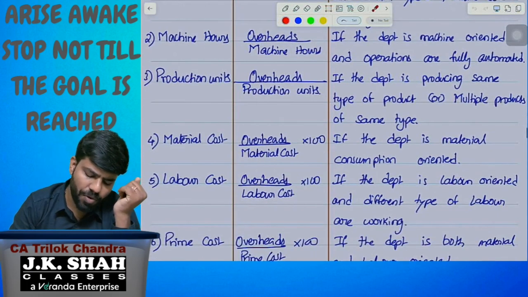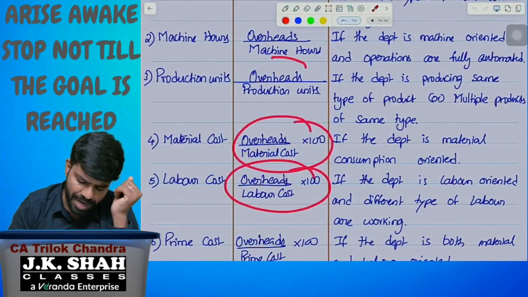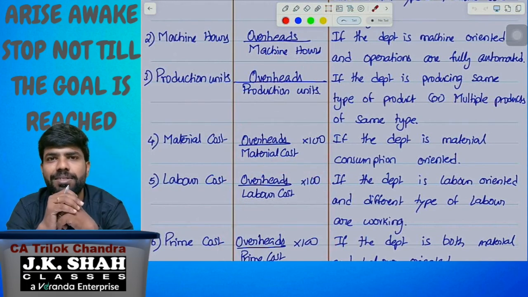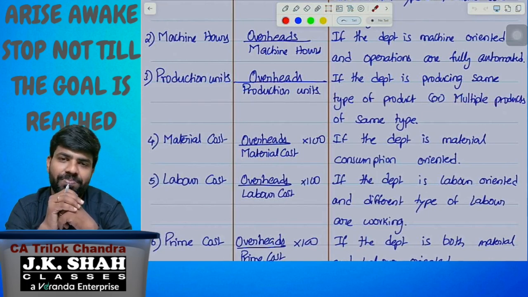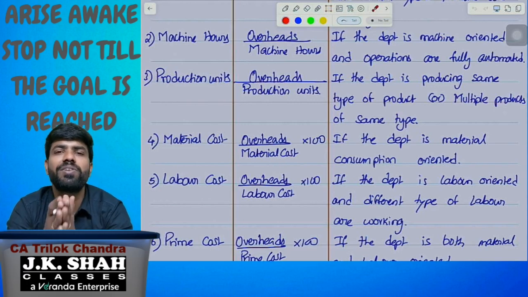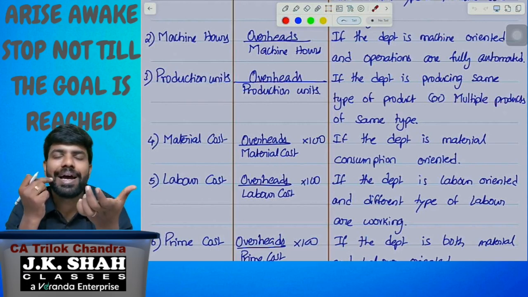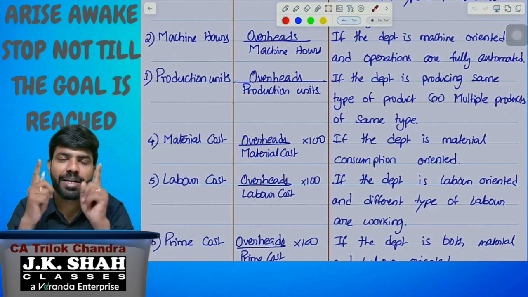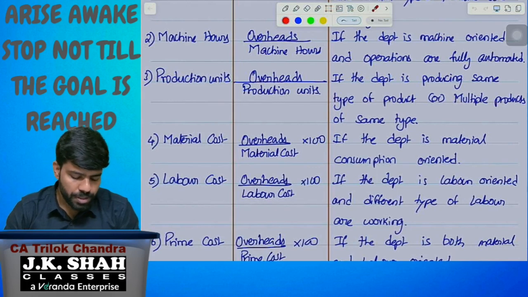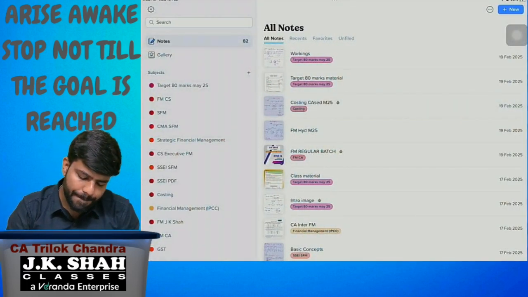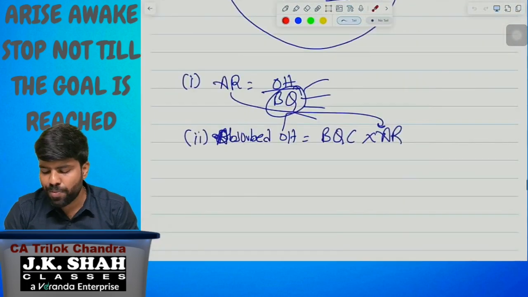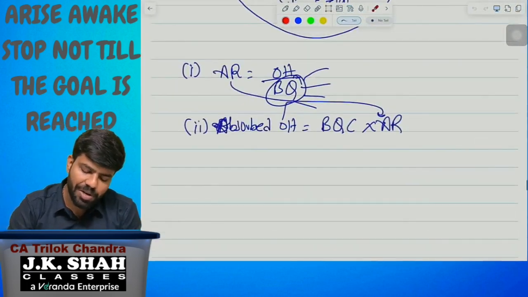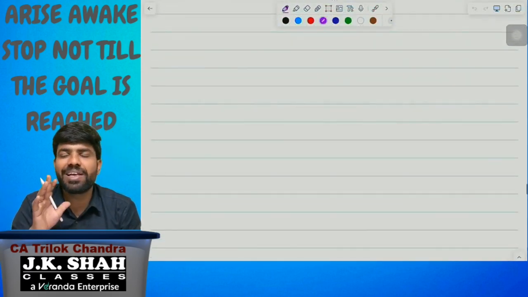Understanding? Material cost, overhead divided by material cost; overhead divided by labor cost; overhead divided by prime cost. These are the 3 more methods to calculate the absorption rate. Clear? Okay, so this is how we need to calculate the absorption rate. They'll be giving the overheads and the base quantity. Using that, calculate the absorption rate and then charge overhead to the product. Clear? Now it is the time to understand one more concept. I'll go step by step; try to understand, if you don't understand, it will be very difficult to answer the question.